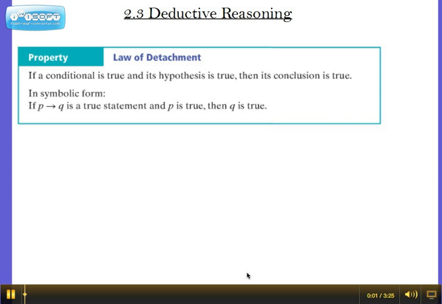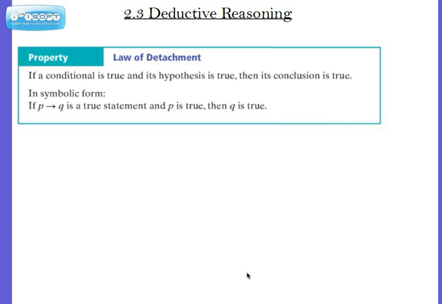Alright, this is for Chapter 2, Lesson 3 on Deductive Reasoning. We have this first property here, the Law of Detachment. And that says that if a conditional is true and its hypothesis is true, then its conclusion is true. So in symbolic form, rather than having to write that whole thing out, we can say if P implies Q is a true statement. So we know that P implies Q, that's true, and P is true, then Q is going to be true. So we can get that from there.